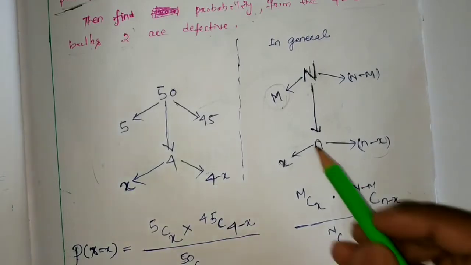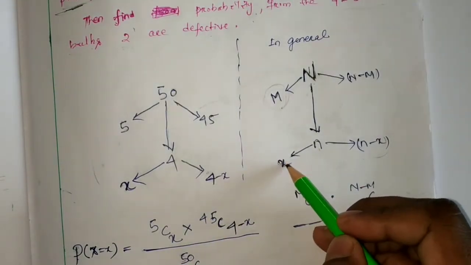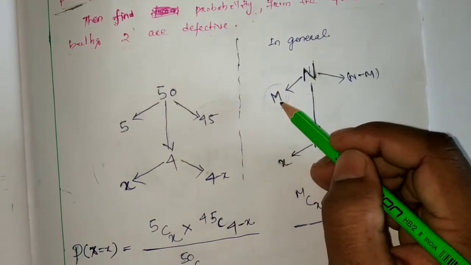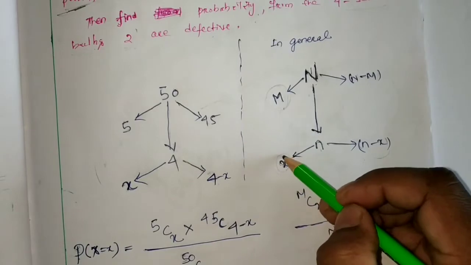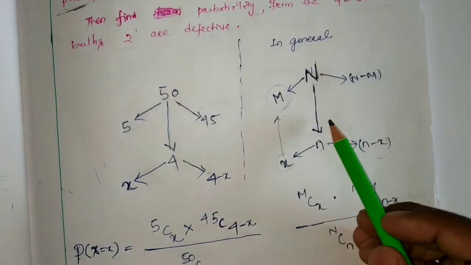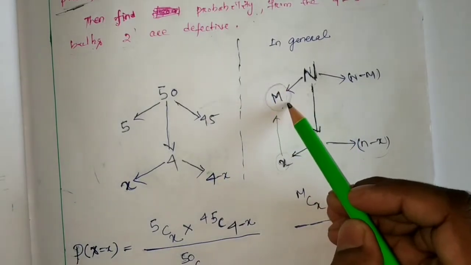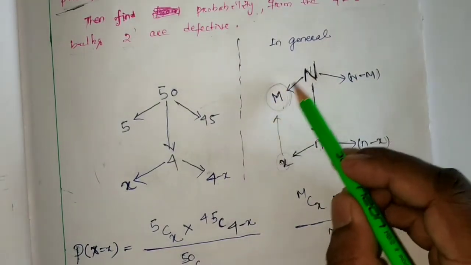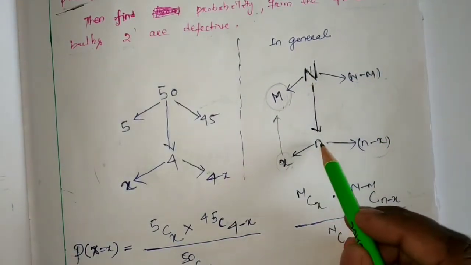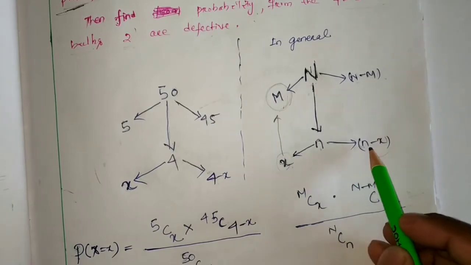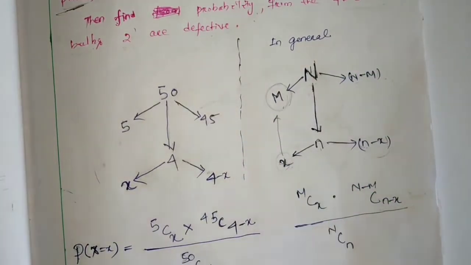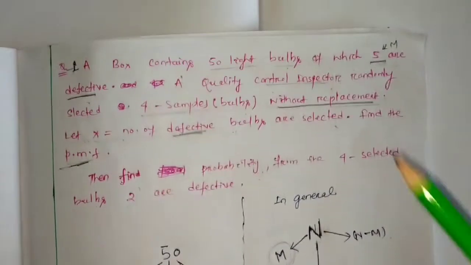On this side you keep what you intend to find out, and on this side you have to write how many total numbers of this type are present inside the total number of samples. That is your M. The other type will automatically be N minus M. So if we intend to find out X, then the rest will be n minus x.